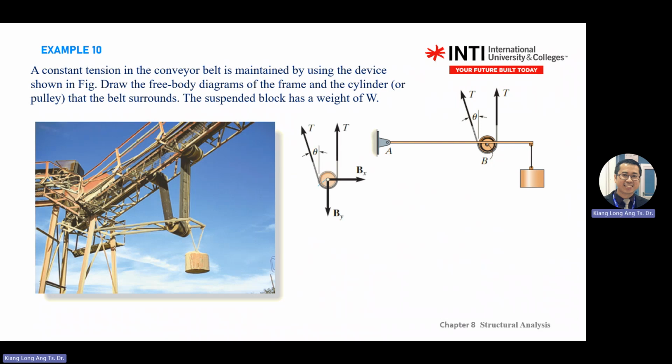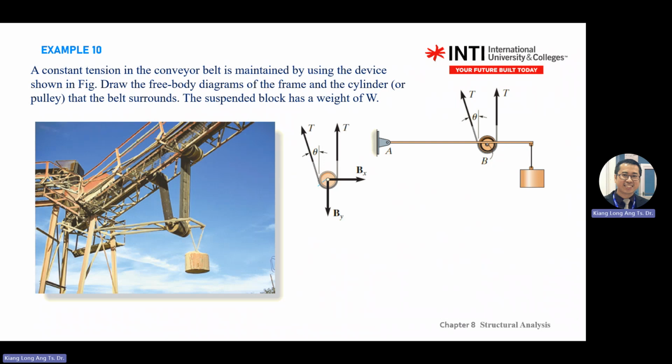Draw a free body diagram of the frame and cylinder that belts around. So you need to break this one into different components. The steps are always the same. You dismantle the B here, dismantle the A here, and so on. So this is B. And every time there's a pin, you have an X and Y direction. If you don't know, just assume all the forces are coming out from the pin.